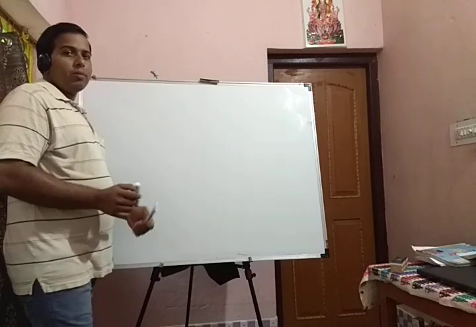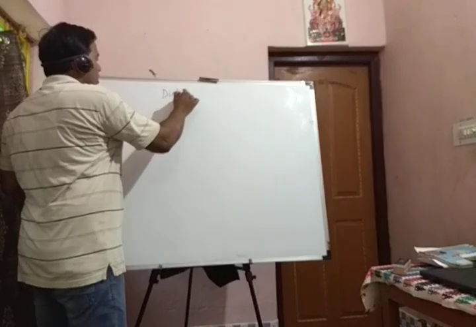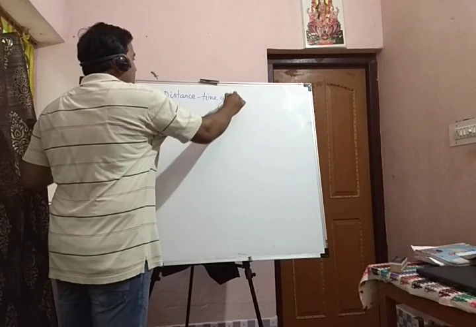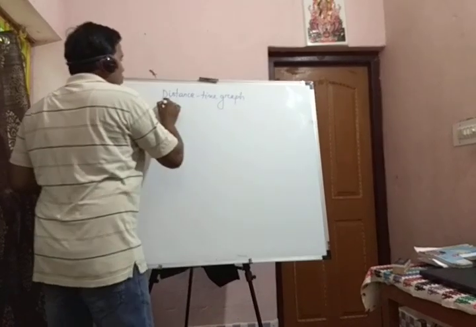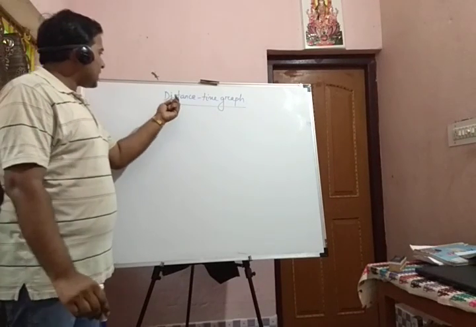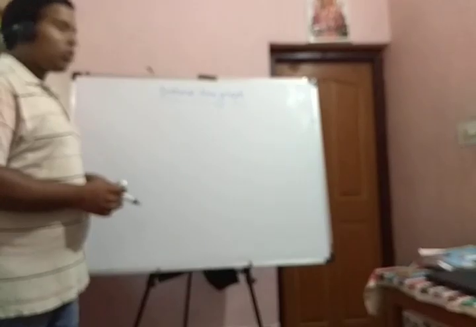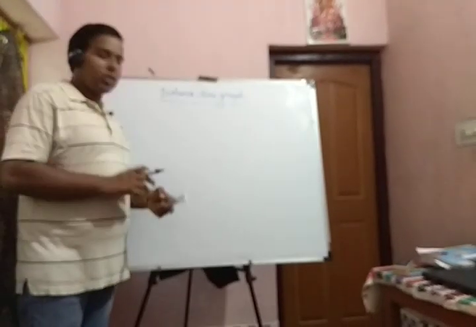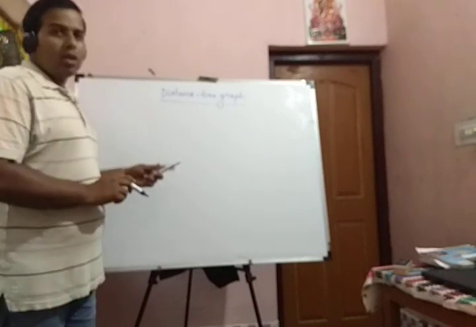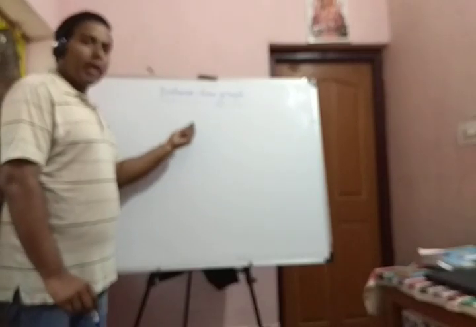In the last class we have already discussed about the distance time graph. Here in the distance time graph we have plotted the graph between the distance and time, taking the distance in y-axis and taking the time in x-axis, for three different situations. When the object or the body is at rest, then the distance time graph is a straight line parallel to x-axis.